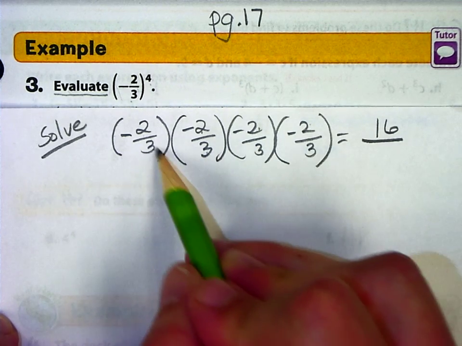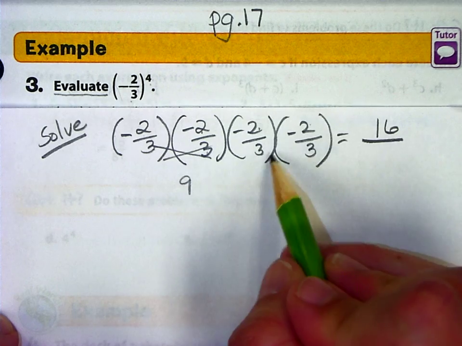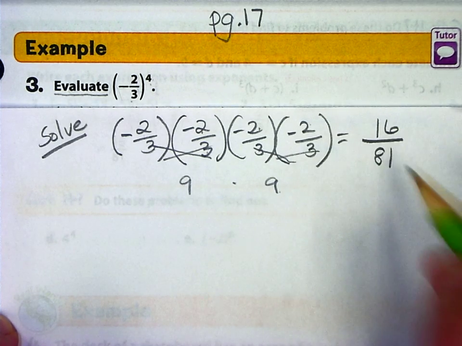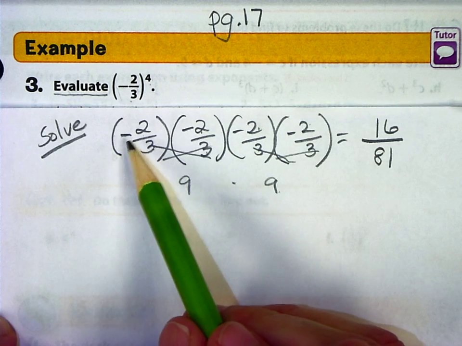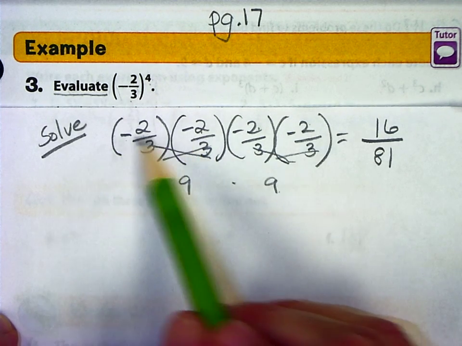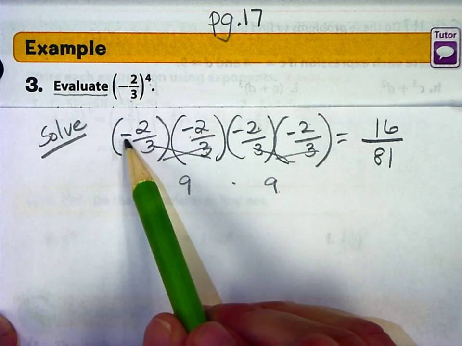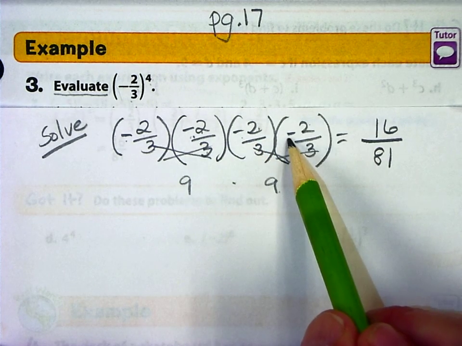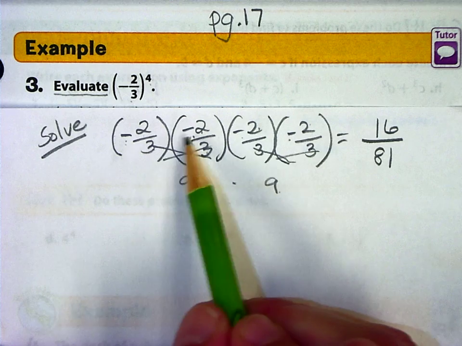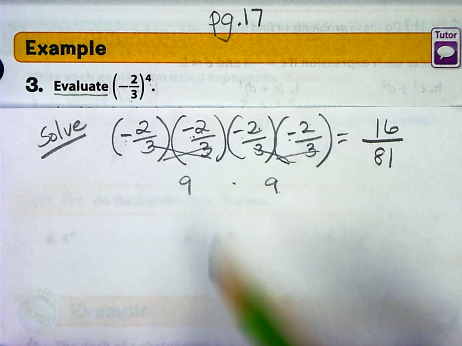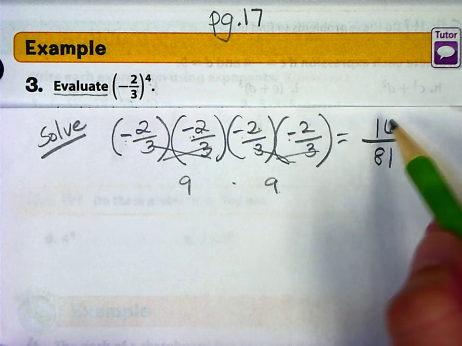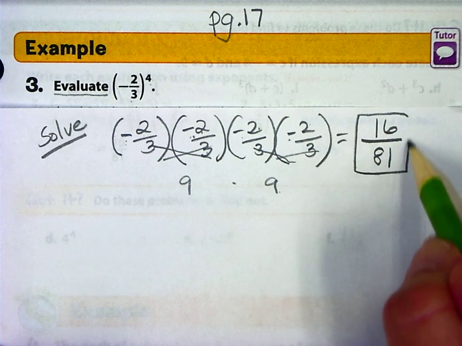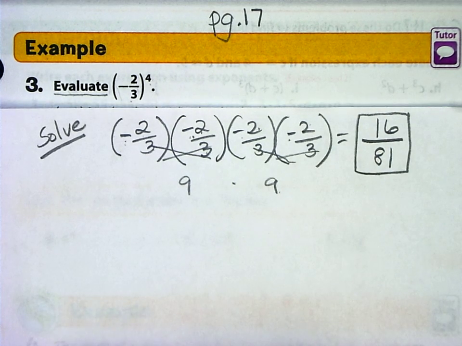3 times 3 is 9. 3 times 3 is 9, and then 9 times 9 is 81. And now let's count the negatives. Every two negatives cancel each other out and become a positive. So 1, 2, these two are positive now, and then 1, 2, these two are positive. So when you have an even number of negatives, there's 4, and that's an even number, your answer becomes positive. So my answer is 16 over 81.